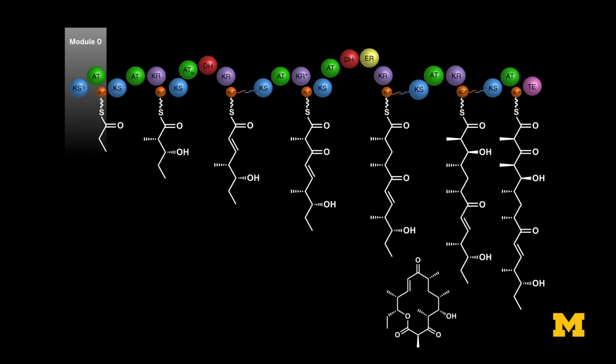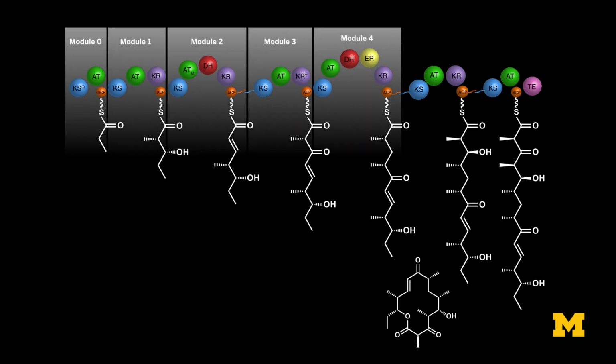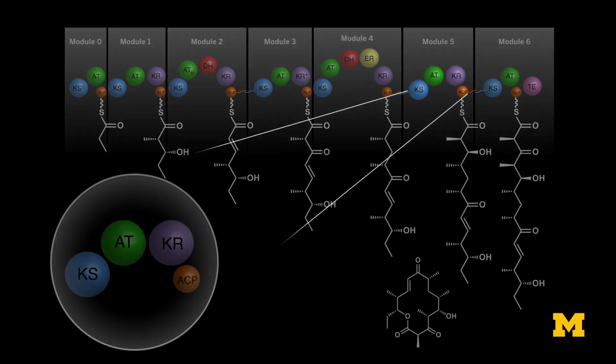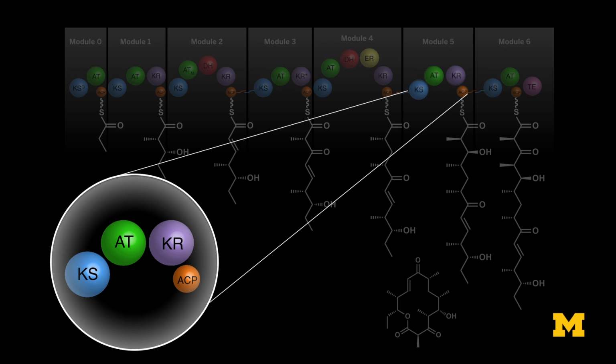What we see here is that this factory is divided into modules, and each module contains several enzymatic domains. One of them is this little orange domain here, which is called the acyl carrier protein, that transfers the intermediates through the different enzymatic domains and also from one module to the next.